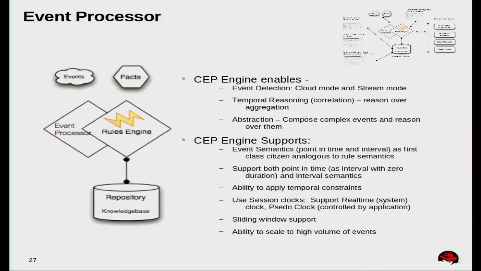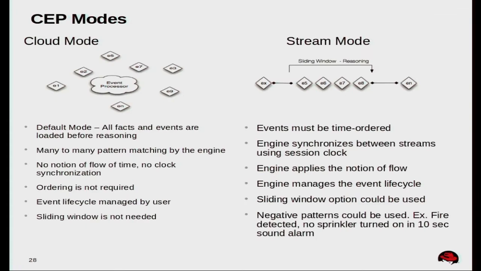So with CEP, it's all managed by our event processor. There are actually 2 different flavors of this. You have the cloud mode, which is basically these events are coming in, you don't really care what order they're in. They're just a bunch of events, and you can write rules around that and make some decisions.